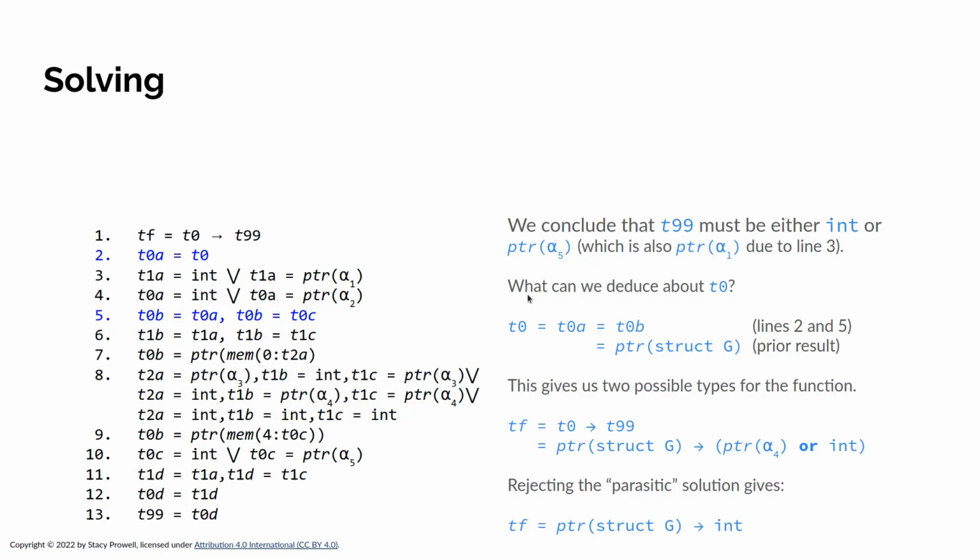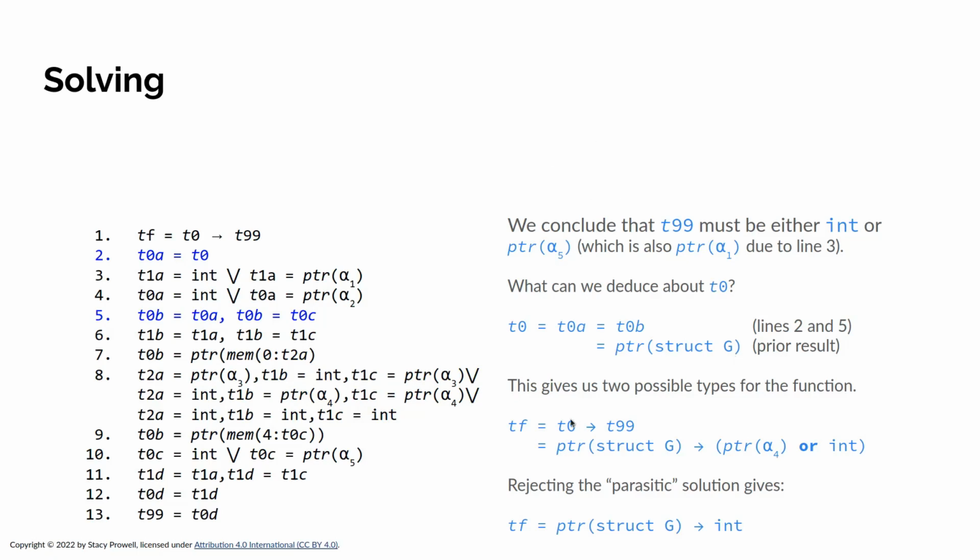What can we deduce about T0? Well, T0, we have this information right here, and is equal to T0A, and T0A is equal to T0B, and T0B we know is that pointer to a structure we had from the occurs check stuff earlier. So you wind up with this. Type 0 has to be a pointer to a struct G. So the first argument has to be a pointer to a structure G. We don't know what the return value is, though.